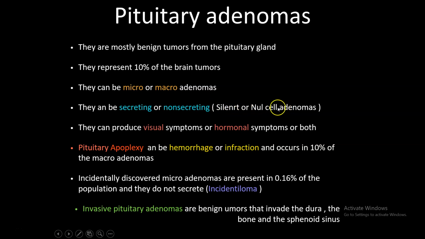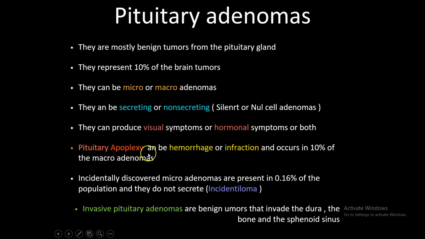We'll talk about it when we go to the pituitary adenomas at some other time, but you have to know that the pituitary adenomas are micro inside the pituitary or macro outside, can be secreting or non-secreting, and they can produce visual symptoms, compressing the chiasm, as we said, which is on the upper surface of the pituitary gland, or hormonal symptoms according to the type of cells involved, or both hormonal and visual.